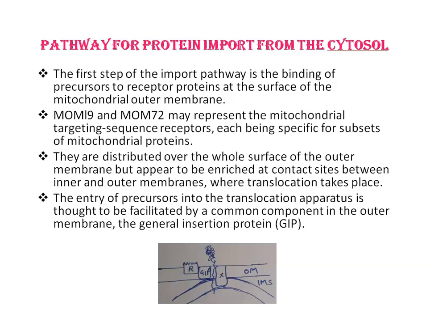The entry of precursors into the translocation apparatus is thought to be facilitated by a common component in the outer membrane, the general insertion protein, GIP. Just look at this diagram. This is the outer membrane, intermembrane space, inner membrane, and here this is the general insertion protein, that is GIP, in the outer membrane. So entry of the precursor into the translocation apparatus is facilitated by this general insertion protein.